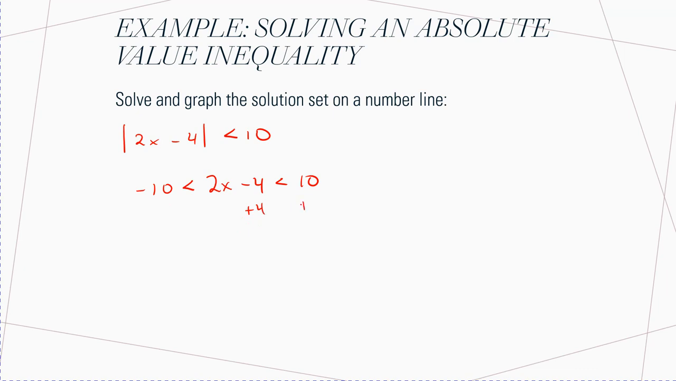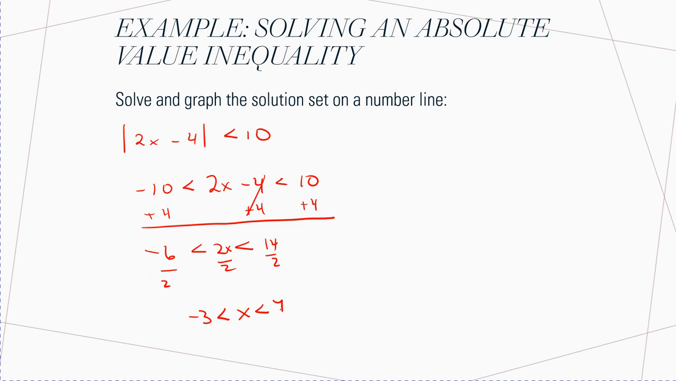So plus 4 to each side here. So minus 10 plus 4 is minus 6, less than 2x, less than 10 plus 4, which is 14. And then I'm dividing by a positive number, so I do not need to flip. So this is minus 3 is less than x, which is less than 7. So in interval notation, it's minus 3 to 7.